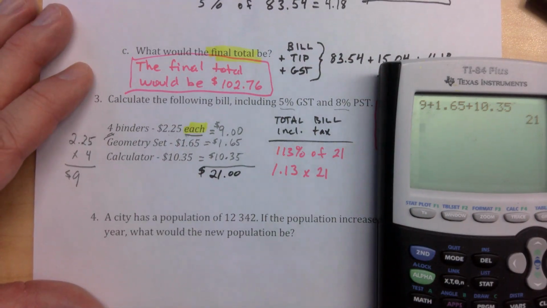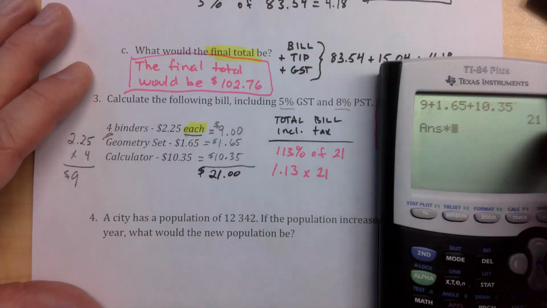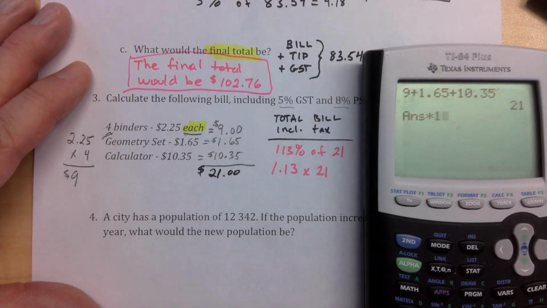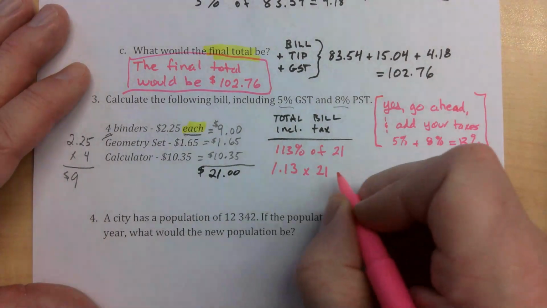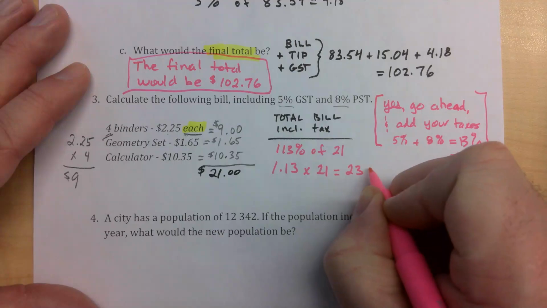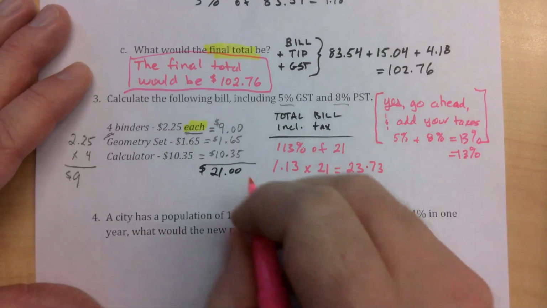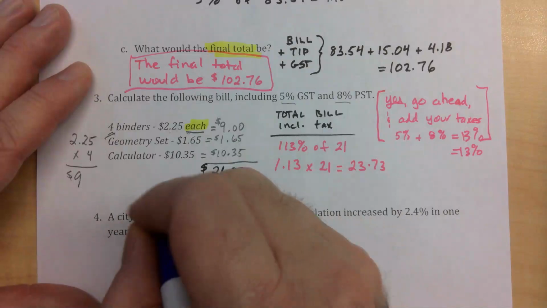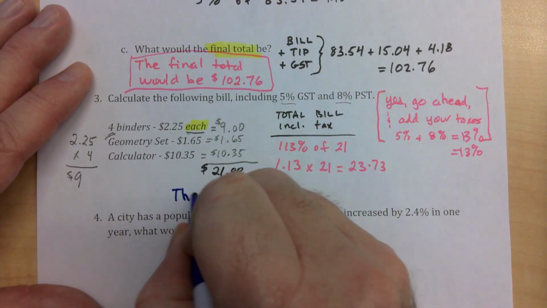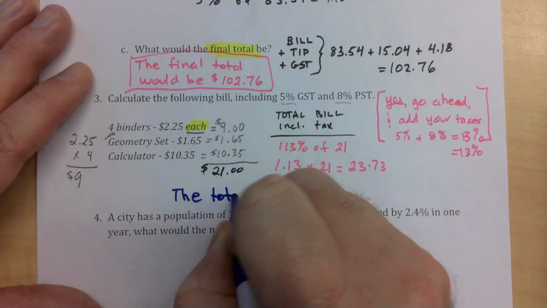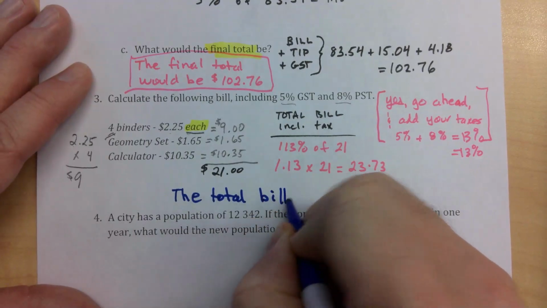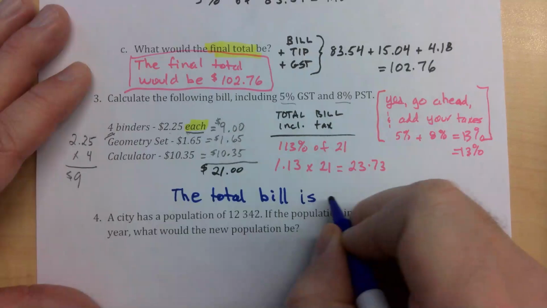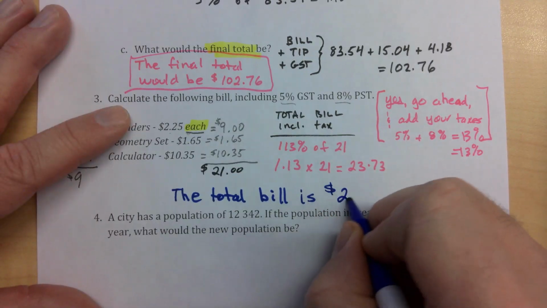Okay, so answer, so times, I'll take my answer, times 1.13. $23.73. That's my final bill. 73 cents. Okay, so the total bill is $23.73.